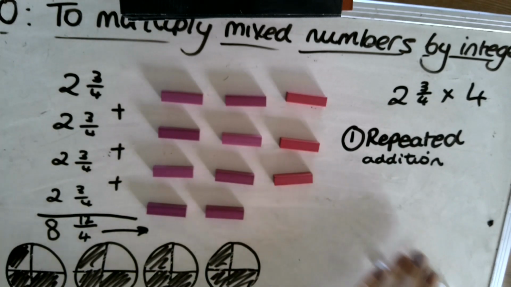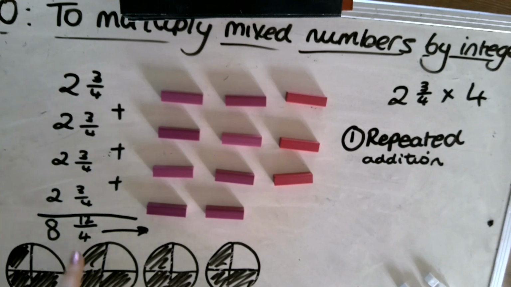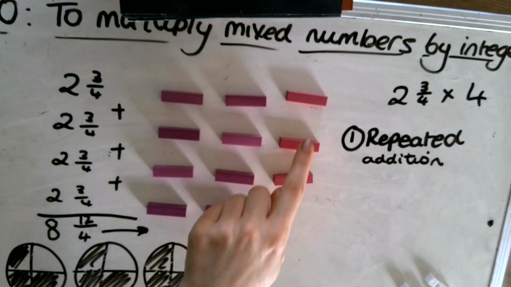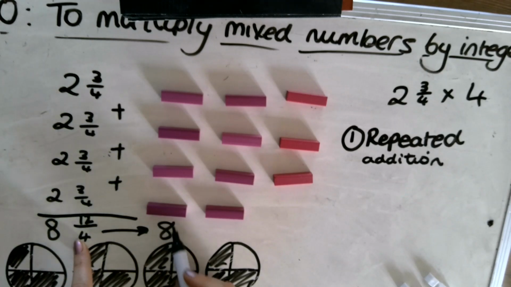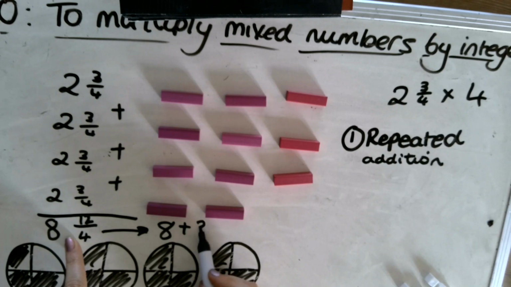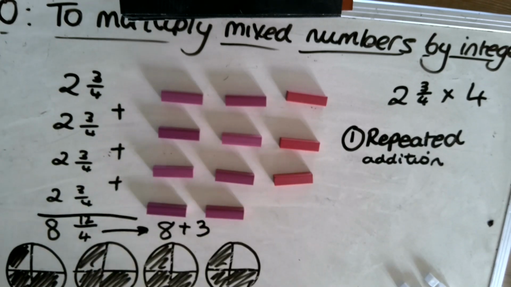So my answer isn't going to be 8 and 12 quarters. 12 quarters is actually 3 whole, because 12 divided by 4 is 3. So this is actually 8 and 3, which is 11. So 2 3/4 times 4 is 11, and I've done that using repeated addition. Okay, so that was like a way of me showing you how to do it. The next one I'd like you to have a go at with me.